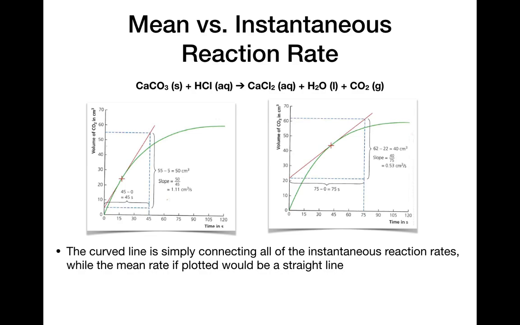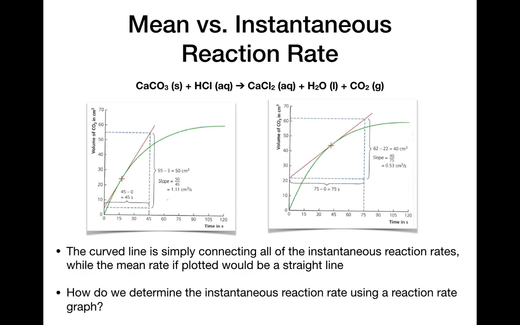So this curved line, the reaction rate line, is simply connecting all of the instantaneous reaction rates. So if I was plotting this data, let's say I was collecting volume data with a Vernier probe, a pressure sensor, or measuring volume, I would have these different data points at 15 seconds, 30 seconds, 40 seconds, just plot those points, and then I would connect them with a line, okay? Now, if I plotted the mean of all those points, it would just be a straight line, right? Something like that.